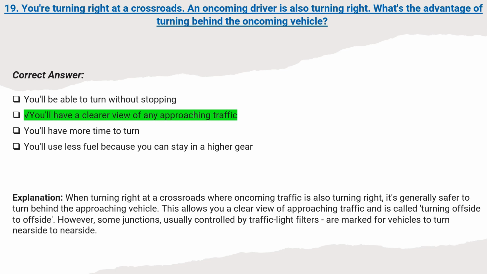Explanation: when turning right at a crossroads where oncoming traffic is also turning right, it's generally safer to turn behind the approaching vehicle. This allows you a clear view of approaching traffic and is called turning offside to offside. However, some junctions, usually controlled by traffic light filters, are marked for vehicles to turn near side to near side.